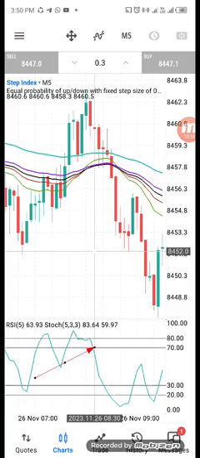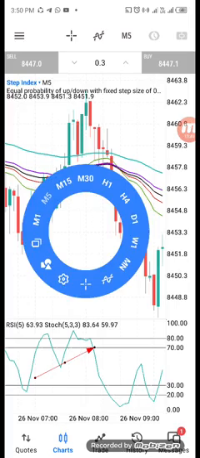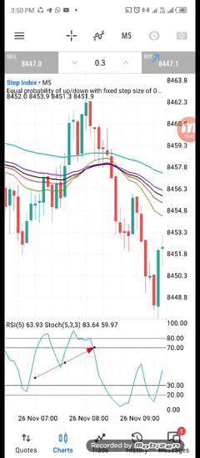But if we place our vertical cursor there, you can see that the candle that meets that requirement is above all the moving averages, which means that signal is invalid, because the price must be below all the moving averages before this can be aligned, just like what we have here.